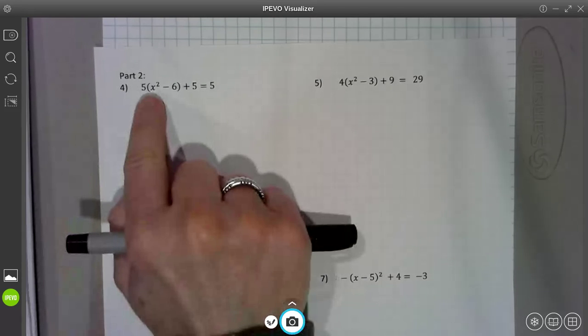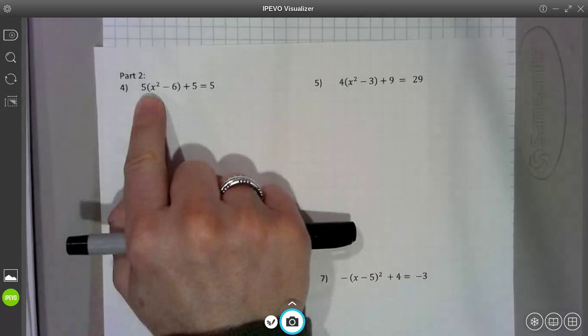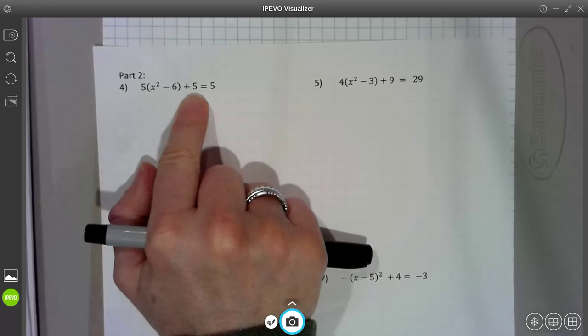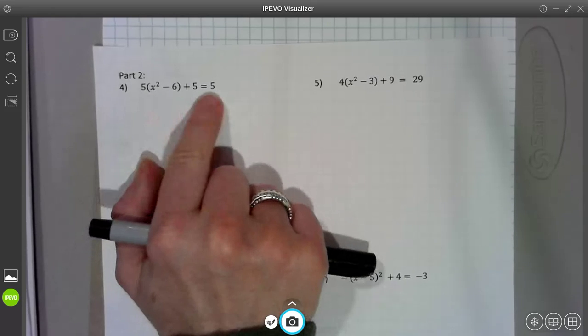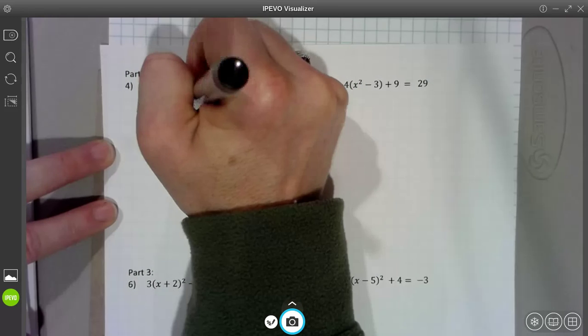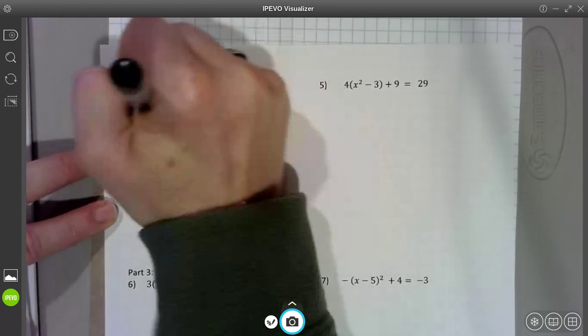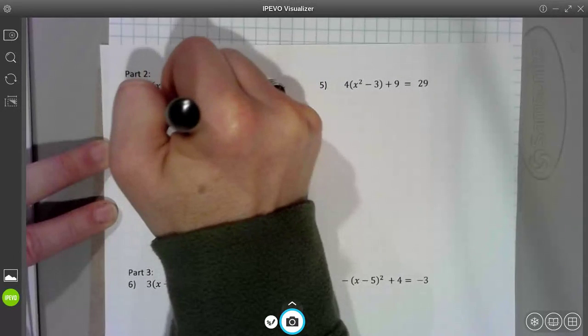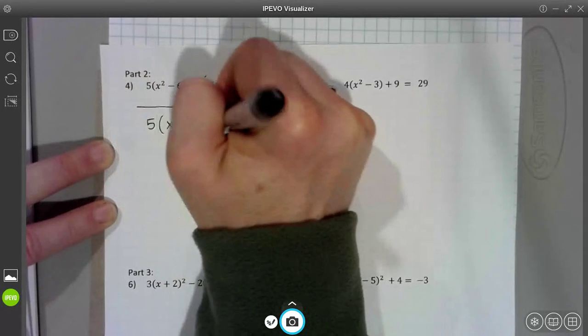So if we have to get x squared by itself, right, he's stuck in these parentheses, I'm going to move the one that's not attached to the parentheses away first, like normal. He has nothing to do with what's inside or the outside of these parentheses. So let's get this positive 5 to the other side. Let's minus it. Okay, so now I have 5 times the quantity x squared minus 6 equals 0.